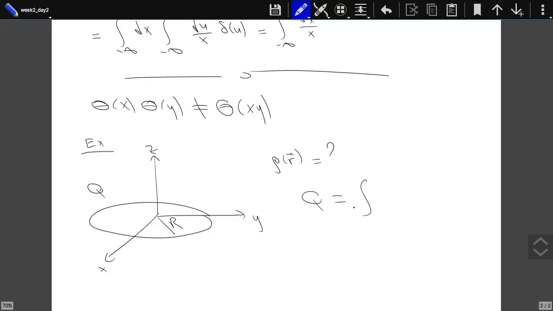And remember, Q is equal to the integral of d cubed r rho of r. R d phi times dr.